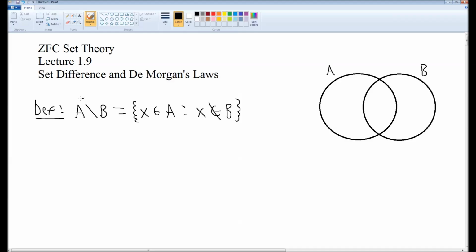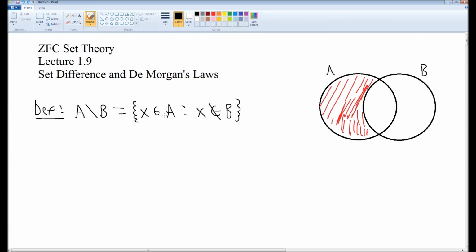So the difference of the sets A and B is the set of things which are in A but which aren't in B. One way to intuitively understand this is if you have these two circles here representing the sets A and B, the difference of A and B is going to be this region right here. So it's the set of things which are in A but which aren't in B. So you cut away any overlap.